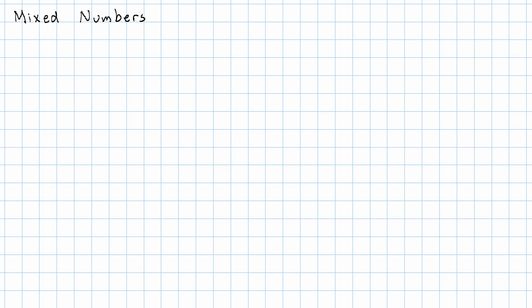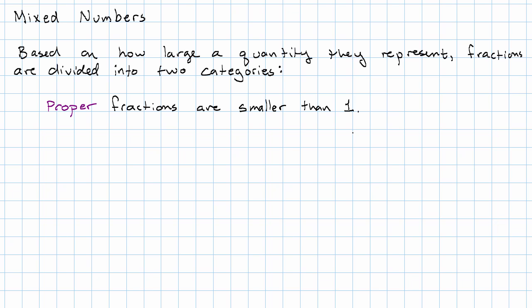Fractions are divided into two categories based on how big they are, that is, based on how large a quantity they represent. Proper fractions are smaller than one whole thing. We can recognize them because their numerator is less than the denominator.